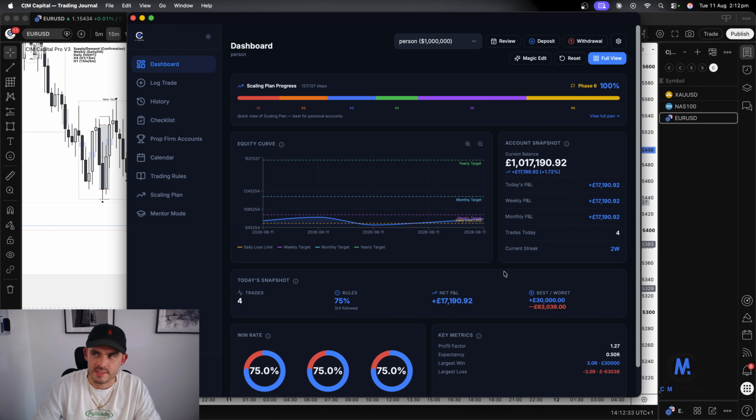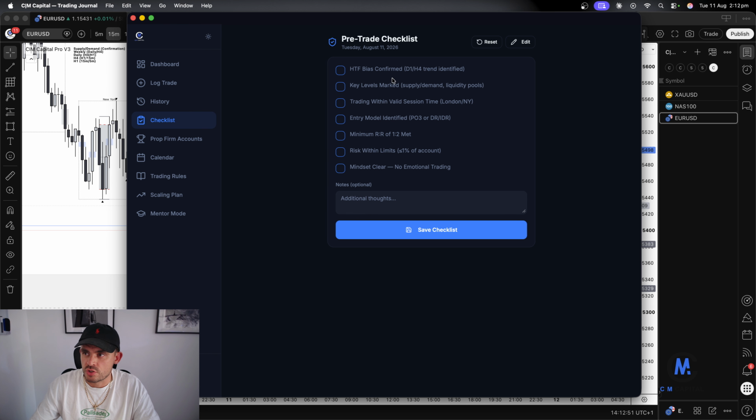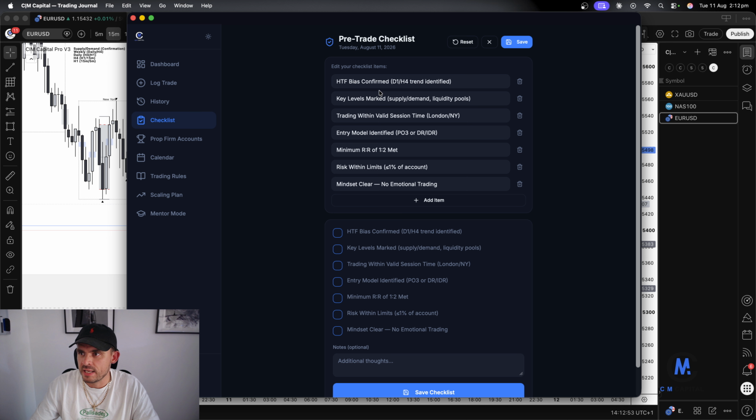We've gone through trade log. Obviously, you've seen the history. You can obviously also filter all of that. Checklist, this is built based on you again, so this can be fully edited. Obviously, it's just basic stuff at the minute, but you can edit it.